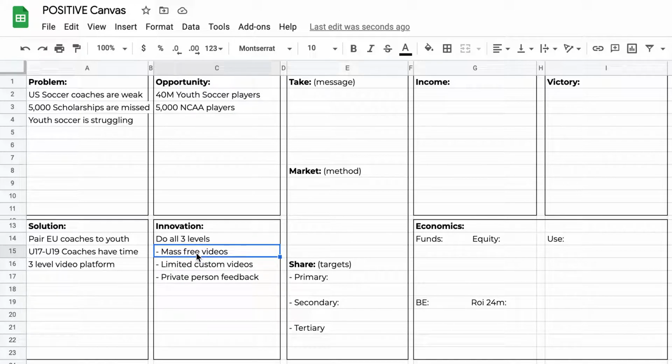Now someone's doing this and someone's doing this and someone's doing this, but no one's doing all three in a way that they can progress. Okay? So what's our take? What is our message? What are we going to say to people when we say take market share?